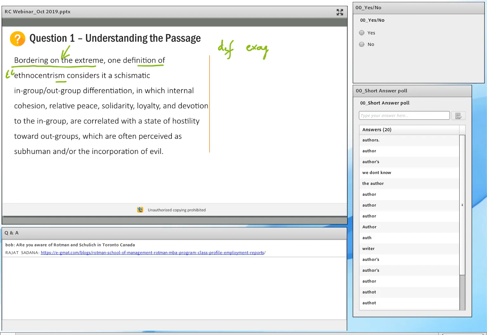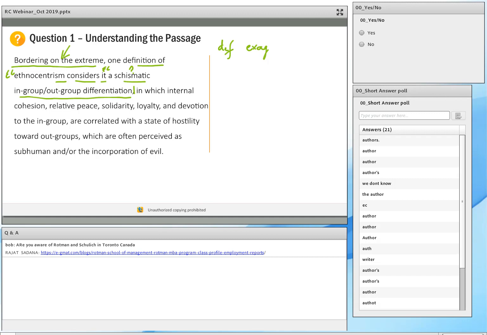All right, now let's read. One definition of EC considers what? EC, right? So I'm applying my reading, my sentence correction strategies here. Considers EC a schematic in-group, out-group differentiation, and I see a comma here, so I pause here. Now what is schematic? I actually don't know what schematic is, but that's okay. I'm just going to follow along. Some kind of in-group, out-group differentiation. I'm going to absorb this. What does in-group, out-group differentiation mean?